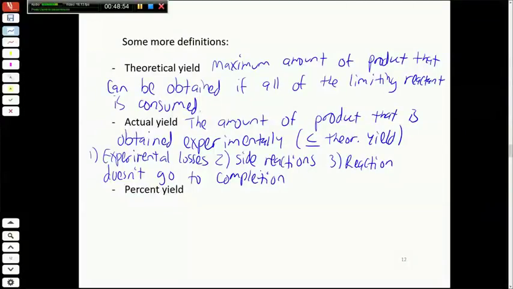Those are three reasons why your actual yield may not equal your theoretical yield, or in most cases does not. Now once you have both of these quantities, you can calculate a percent yield, which is just the ratio of the two, times 100. So it's actual yield divided by the theoretical yield.